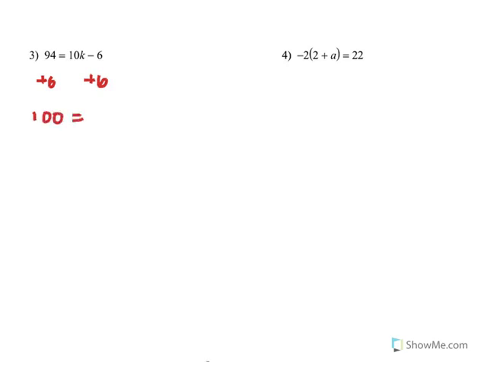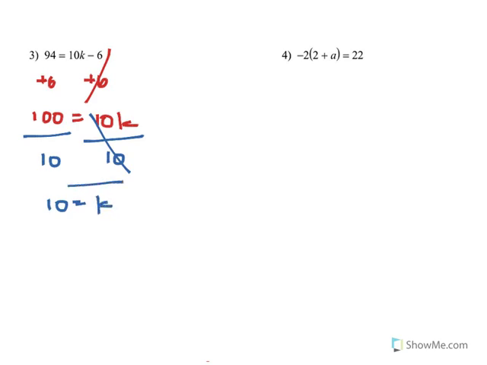This negative 6 plus 6 ends up canceling out, leaving me with just 10k. Keep on getting that variable by itself. 10k really means 10 times k, and I undo multiplication with division. Whatever I do to one side, I do to the other, leaving me with 100 divided by 10 is equal to 10. 10 divided by 10 cancels out. That's the reason why I chose to do that division, to undo that multiplication. And I have my variable all by itself, k is equal to 10.